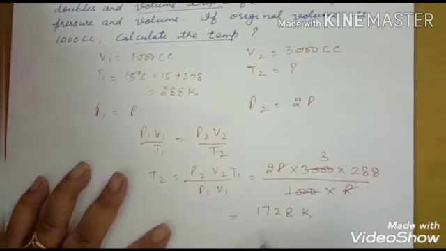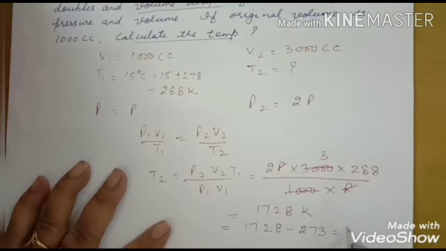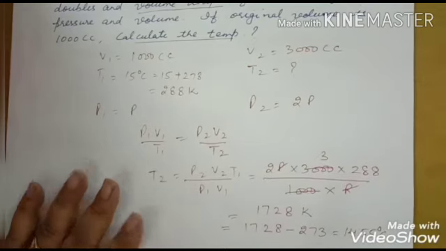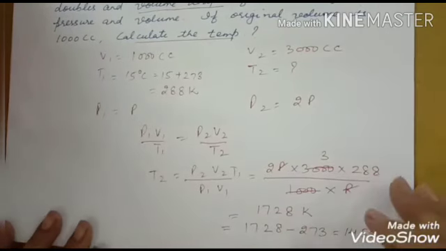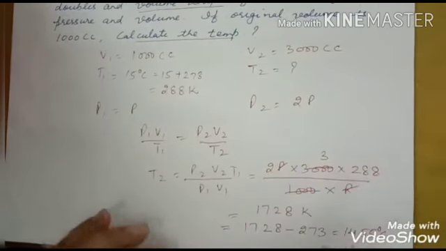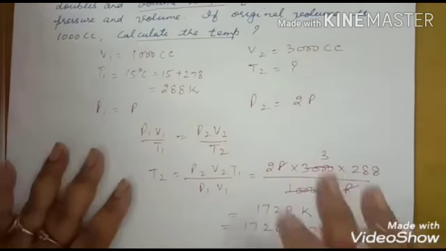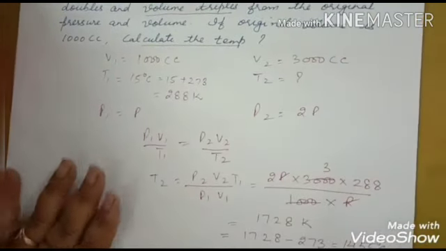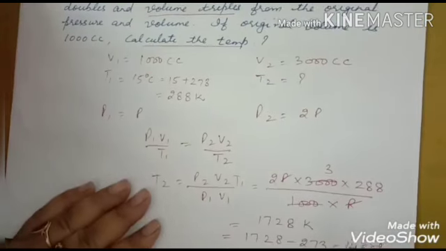It's all correct. If you want to change it into centigrade, 1728 minus 273 is equal to 1455 degree Celsius. So these numericals will help you to understand the ideal gas equation, and the rest of the numericals we will do in the class.